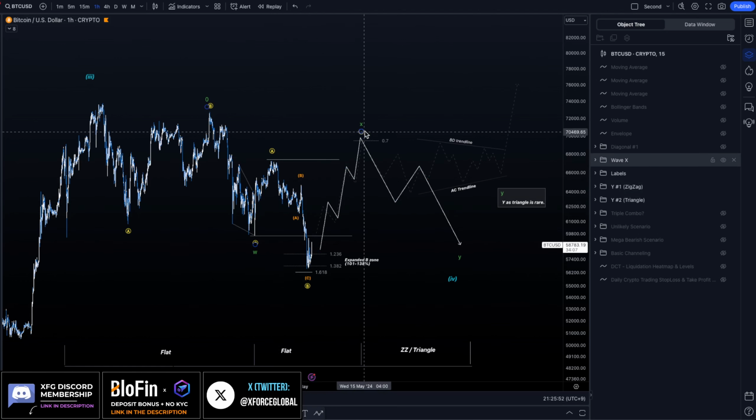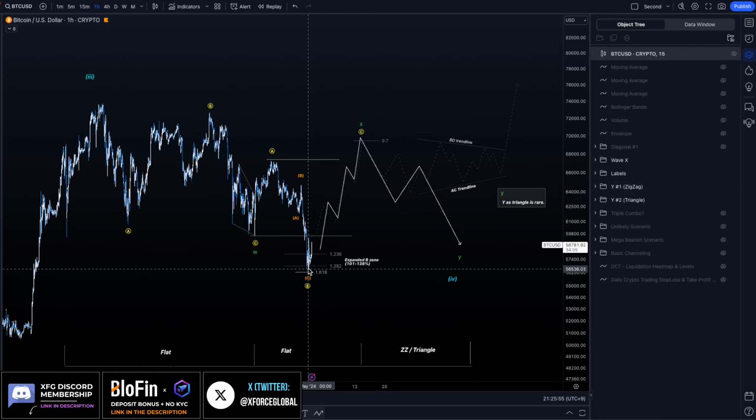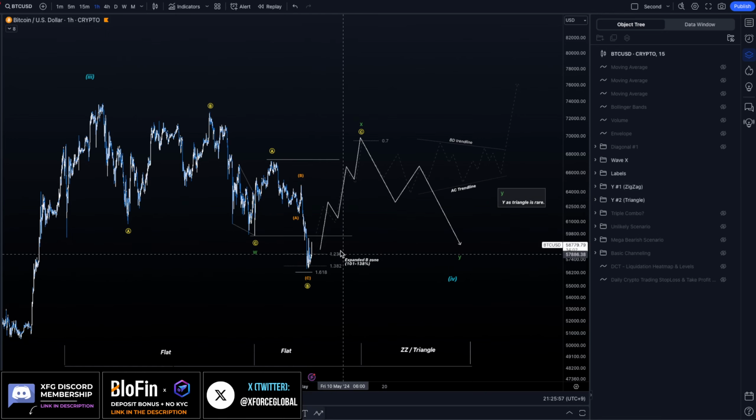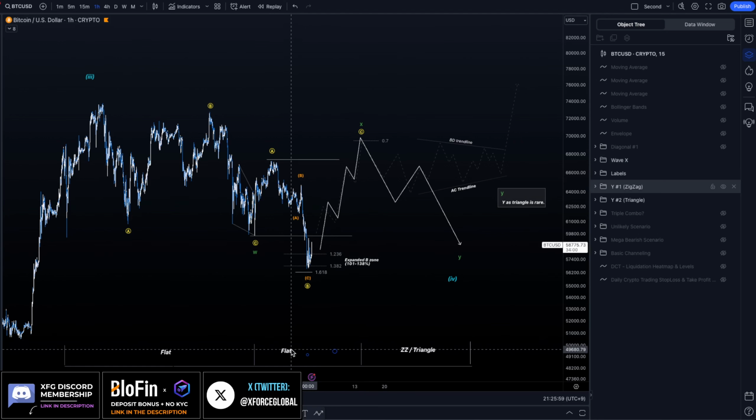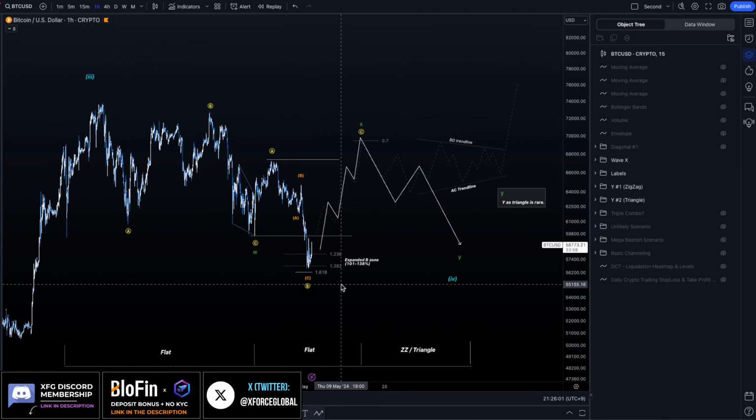Again, this final move should be an impulse, and it looks like it's starting to come out of this 1.382 to 1.236 zone. So it's a fantastic little move. But again, maybe in tomorrow's analysis, we won't even be talking about this if we do continue down.